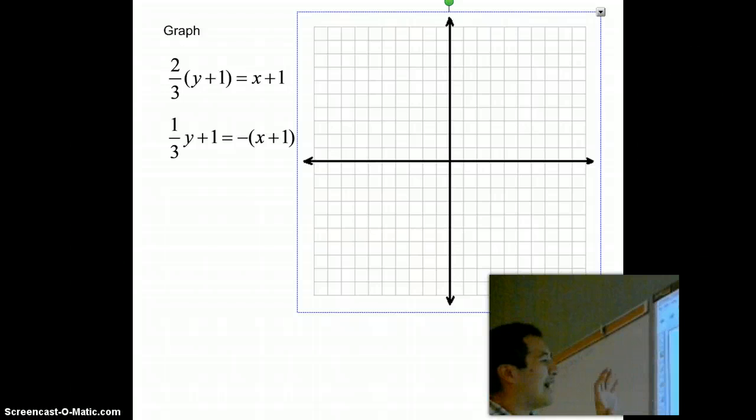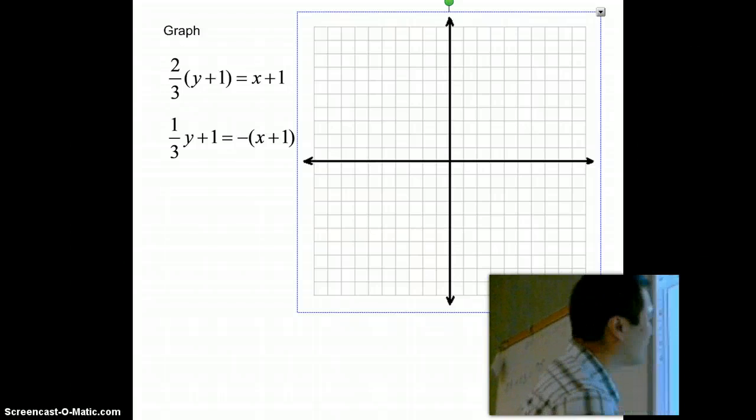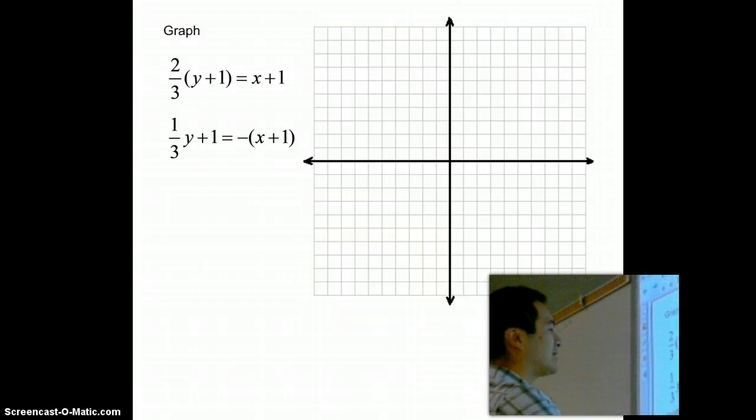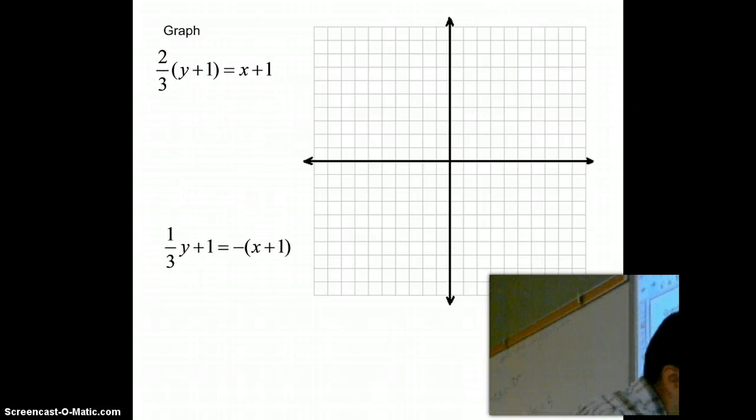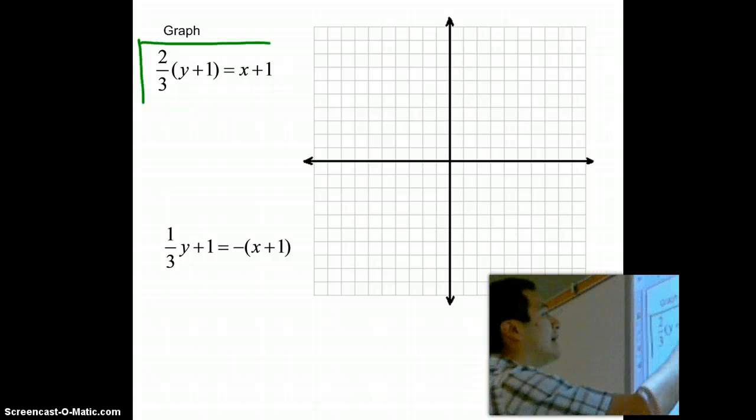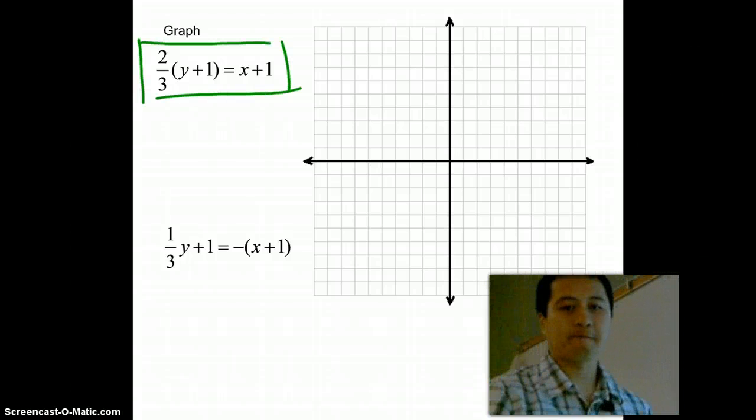Take a look. I have two equations now, a little bit harder, more fractions, because you guys love fractions so much, I can tell by your test. So let's do the first one over here. I'll do the first one in green. How do I get rid of something like that?